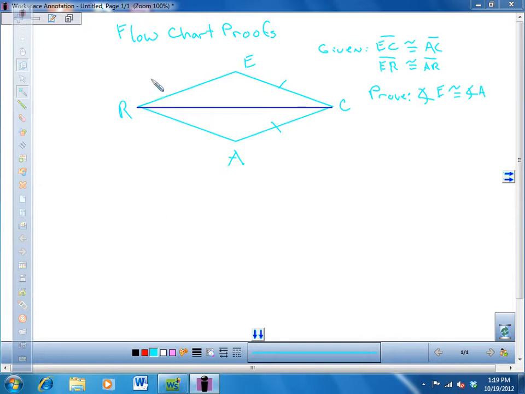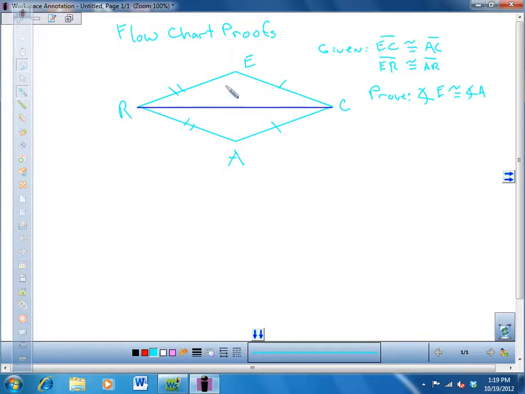Recording, so pay attention. We are doing flowchart proofs today, and here's an example in which we're trying to prove that angle E is congruent to angle A. What I usually start by doing is looking at what is given and then marking it up. They give me that EC is congruent to AC, so I mark that, and that ER is congruent to AR, so I mark that. And I'm trying to prove that angle A is congruent to angle E.